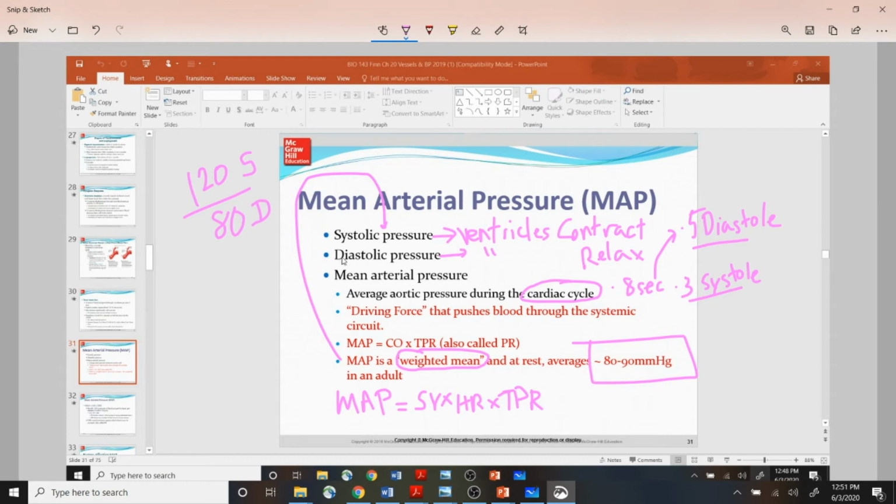So because we spend more time in diastole, if I added these 2 together, for a normal average resting heart rate, that'd be 200. And if I divided 200 by 2 to get an average, that'd be 100. So the mean arterial pressure is not 100. Typically at rest for most humans, it's about 80 to 90. There is an equation you could look at, and you could actually measure mean arterial pressure for folks, but it's not going to be the perfect average. It's going to be a weighted mean because we spend more time in diastole.